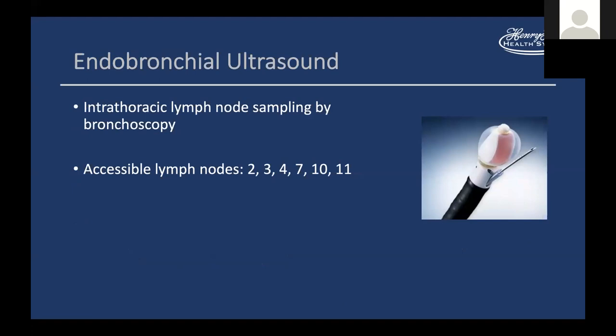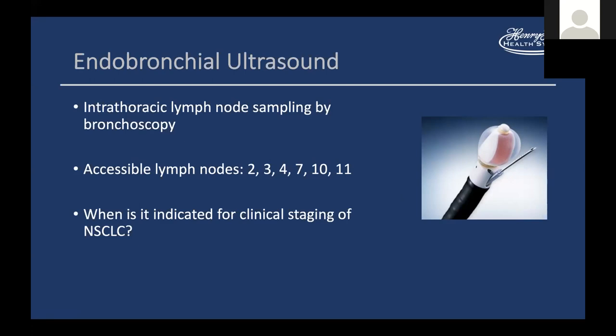Next, for clinical staging, we'll talk about endobronchial ultrasound and its role. So for those who aren't familiar, EBUS is a modality to sample the intrathoracic lymph nodes via bronchoscopy. This is a tip of an EBUS scope. And the lymph nodes that are accessible by EBUS include 2, 3, 4, 7, 10, and 11. I'll talk more about EBUS staging in itself later, but first I want to mention when is it indicated and talk about how accurate it is.